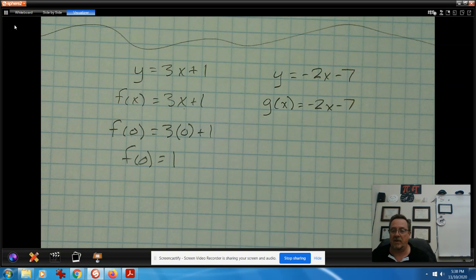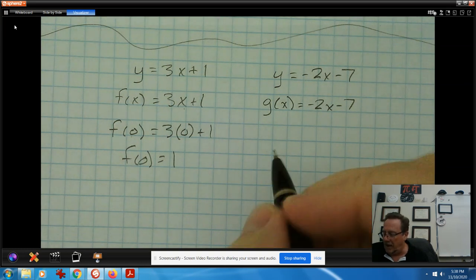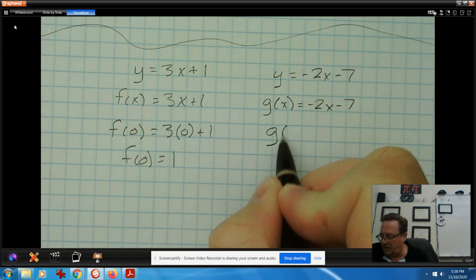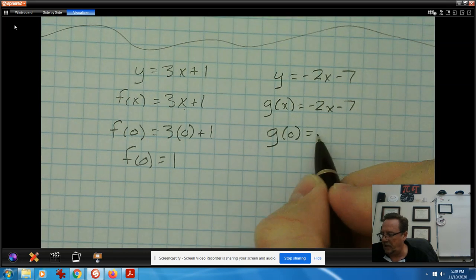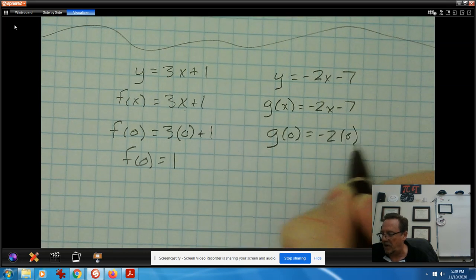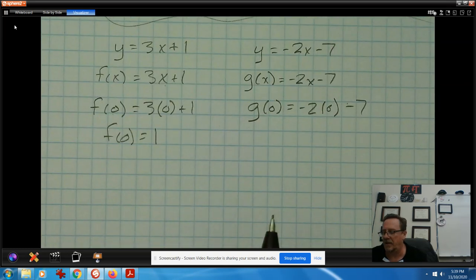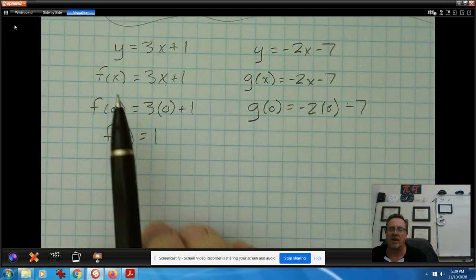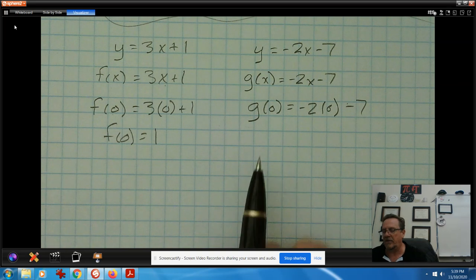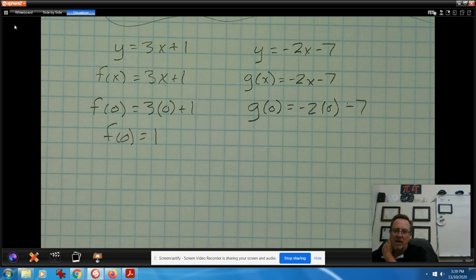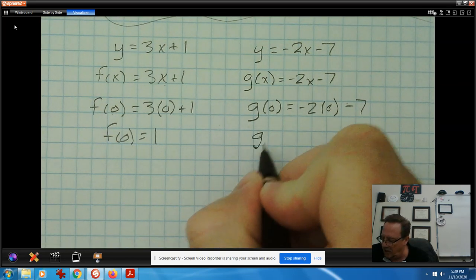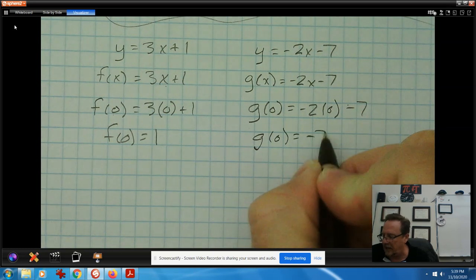Okay? I wonder what happens when you do g of 0, or when you plug in 0 for your input on function g. Again, that's like saying g of 0, isn't it? Which is going to be like negative 2 times 0 minus 7. So function notation allows us to determine which function I'm talking about, and at the same time allows me to tell you what input values you're going to use. g of 0 is equal to negative 7.